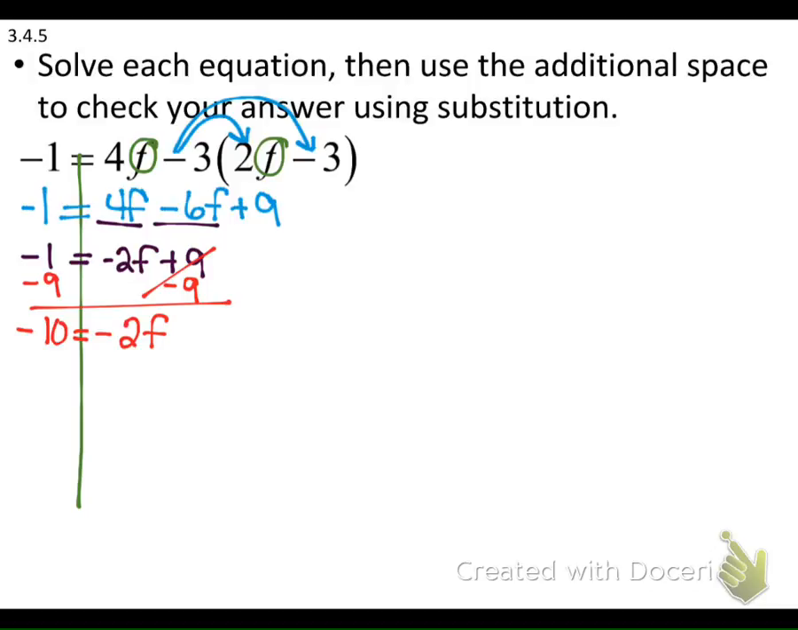This part can be confusing. You have -10 equals -2f. What do you think you're going to do in order to get that f by itself? Divide by what? -2. What do you think some people might have mistakenly done? Yeah, don't do that. So what's -10 divided by -2? Just 5.